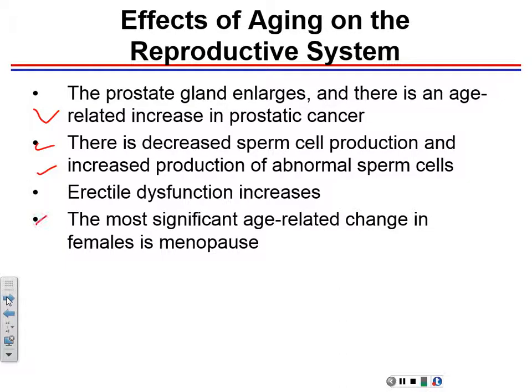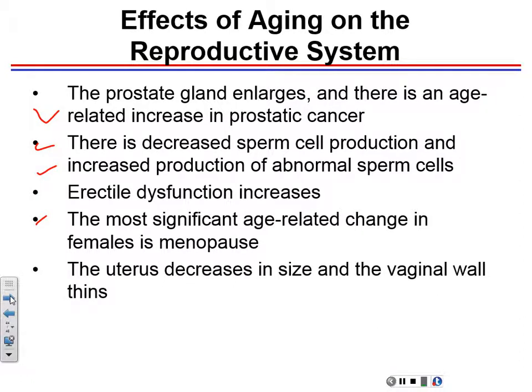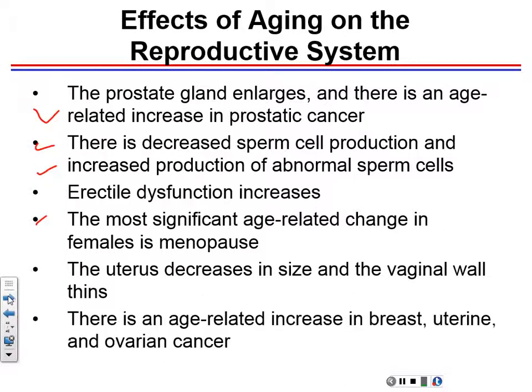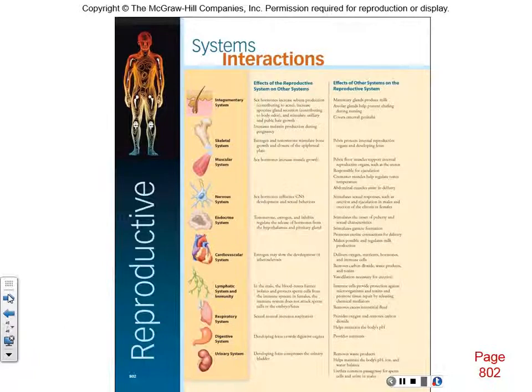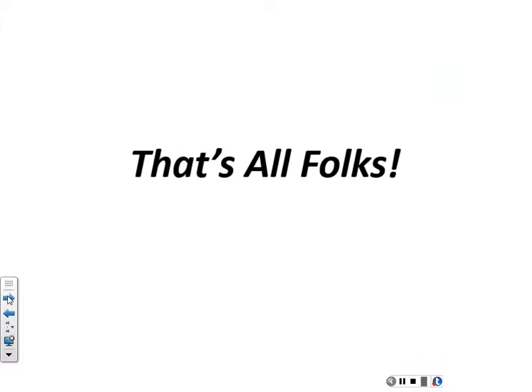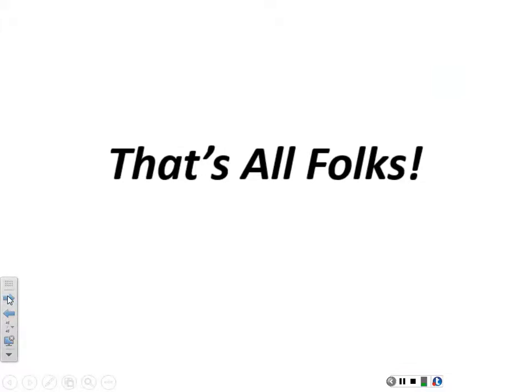In females, the most significant age-related change is menopause, when there are not a lot of estrogen and progesterone and so forth. The uterus decreases in size, the vaginal wall becomes drier. That's when most of the time they use lube to have sex because of all the dryness. Right? There's an age-related increase in breast and uterine cancers, ovarian cancer, and so on. Okay, and that's to compare the differences. So this kind of took a little bit long, but that's okay.